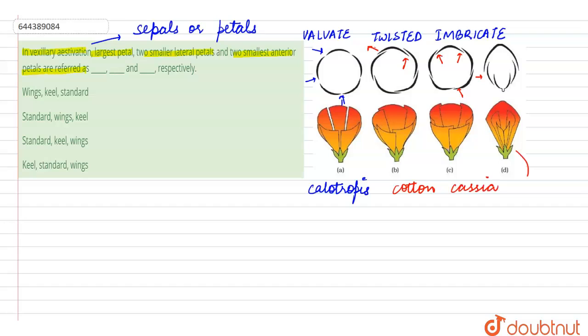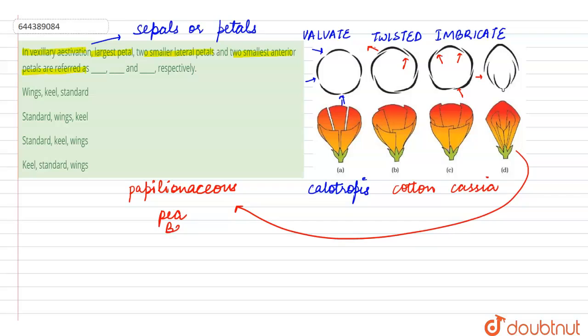Then talking about the last one, which is the vexillary, or which is also called as papilionaceous. This type of aestivation occurs in case of leguminous plant, the pea and the beans. In this case, we see that in the diagram, it is clearly seen that there is a large petal which is called as standard petal, and this standard petal here is also given the name, it is called as vexillium.